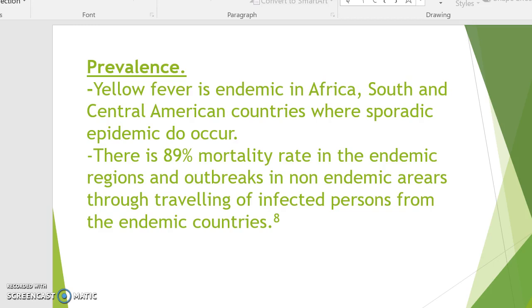Prevalence: yellow fever is endemic in Africa, South and Central American countries where sporadic epidemics do occur. There is an 89% mortality rate in endemic regions, and outbreaks occur in non-endemic areas through travel of infected persons from the endemic countries.